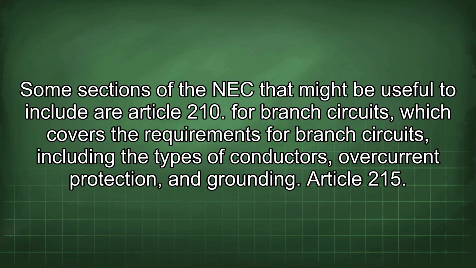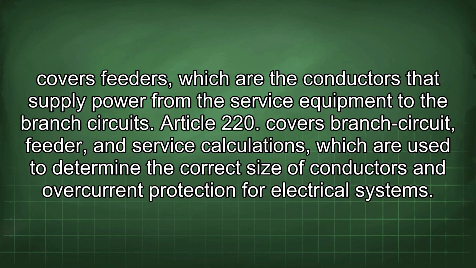Some sections of the NEC that might be useful to include are Article 210 for branch circuits, which covers the requirements for branch circuits, including the types of conductors, overcurrent protection, and grounding. Article 215 covers feeders, which are the conductors that supply power from the service equipment to the branch circuits.